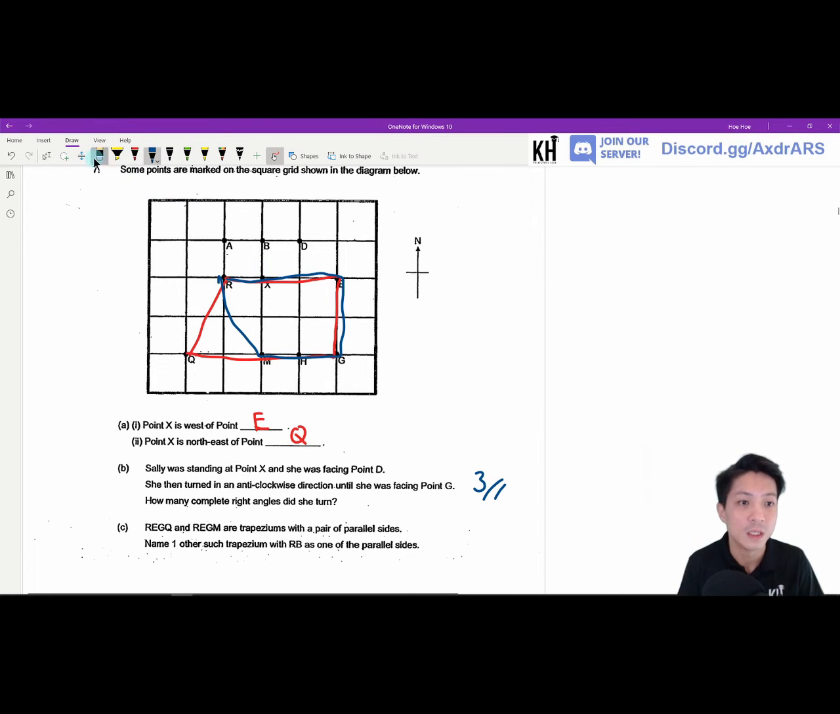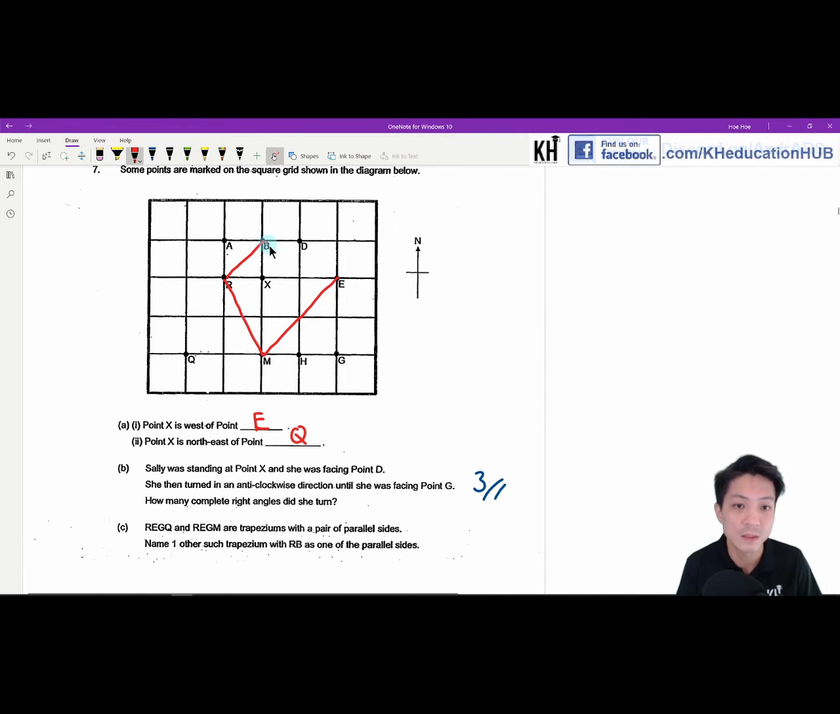Now I need to name another trapezium with RB as one of the parallel sides. So the other parallel side will be here, and draw it like this. Which means that it will be RBEM.